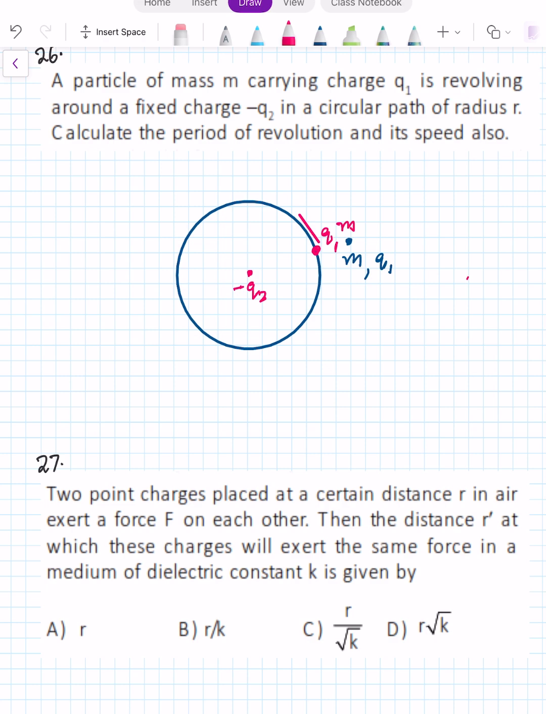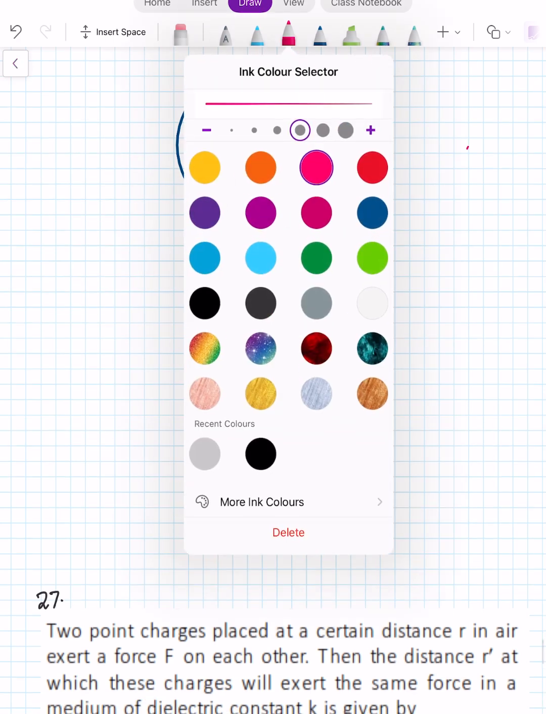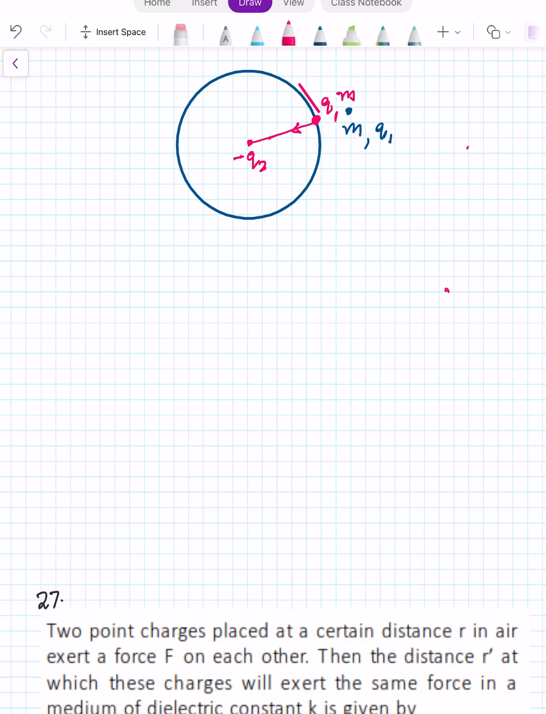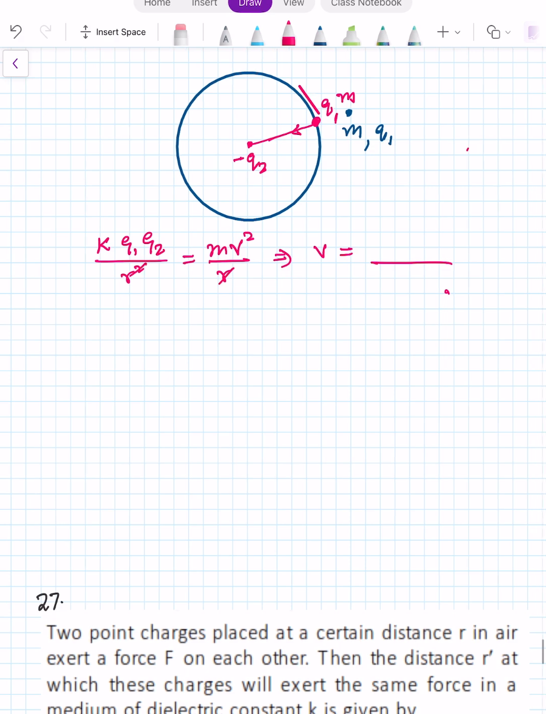Now, if it is moving in a circular path, some force must provide the necessary centripetal force. Who will provide the necessary centripetal force here? The electric force between these two charged particles will provide the necessary centripetal force. So, K q1 q2 upon r square equal to mv square by r. From here you can get the value of v. Once you get the value of v, let's solve it. There's no problem: v equals under root K q1 q2 upon m r.